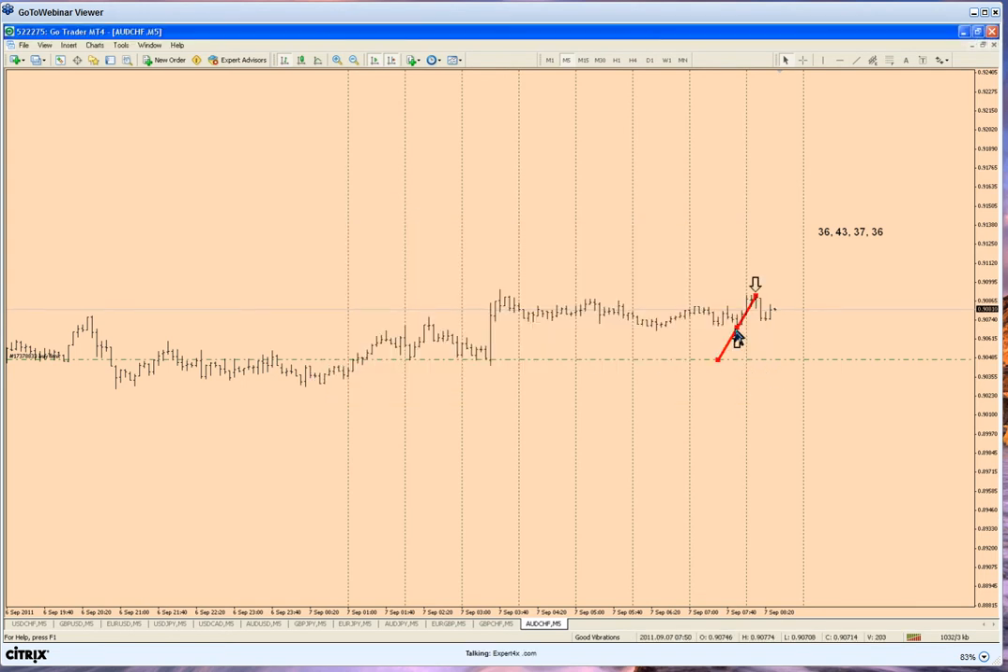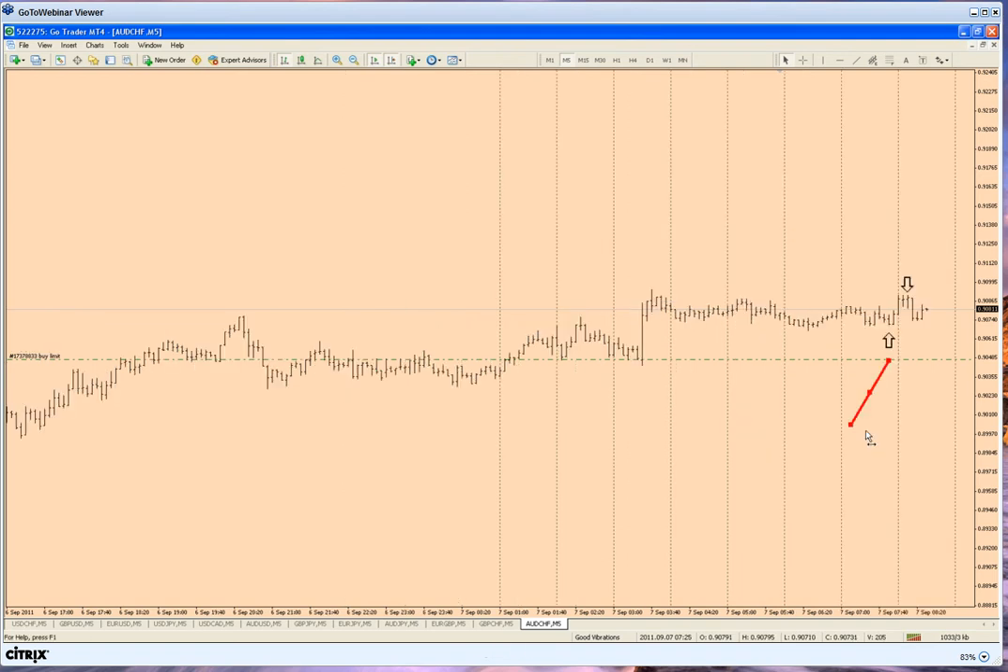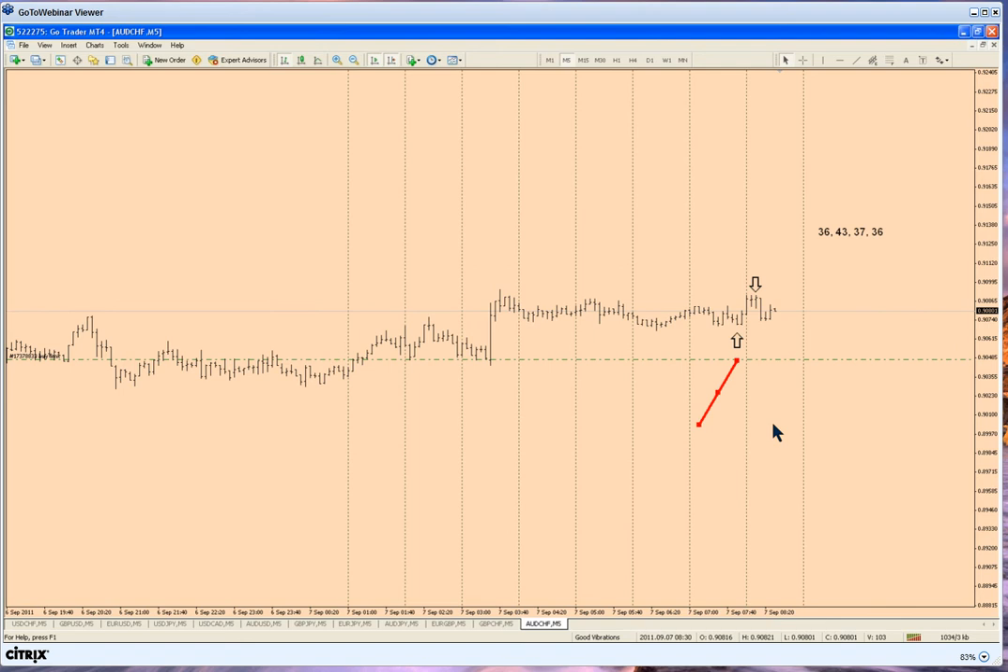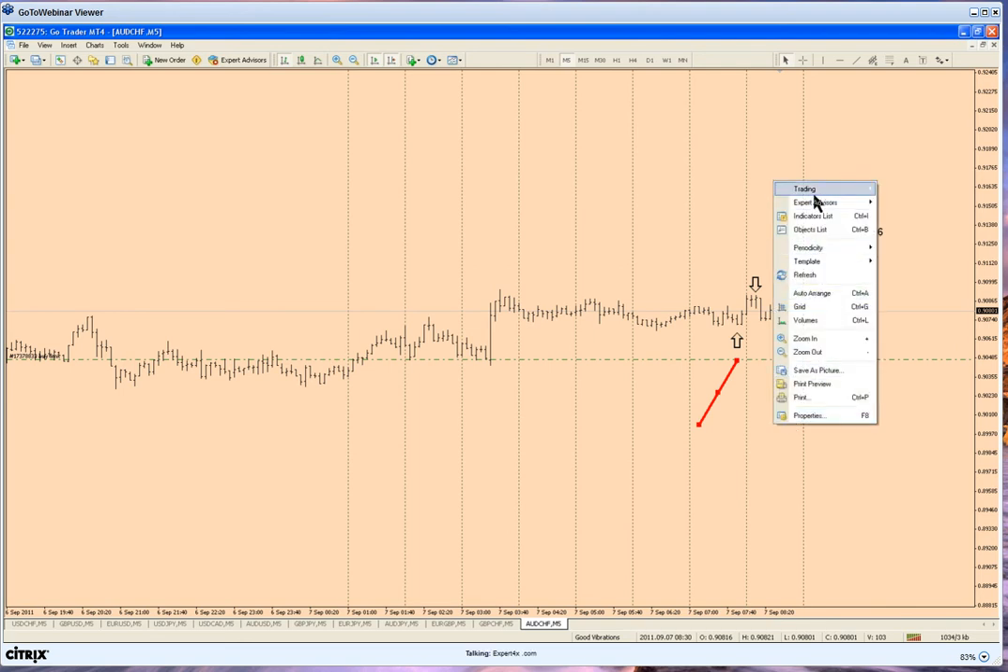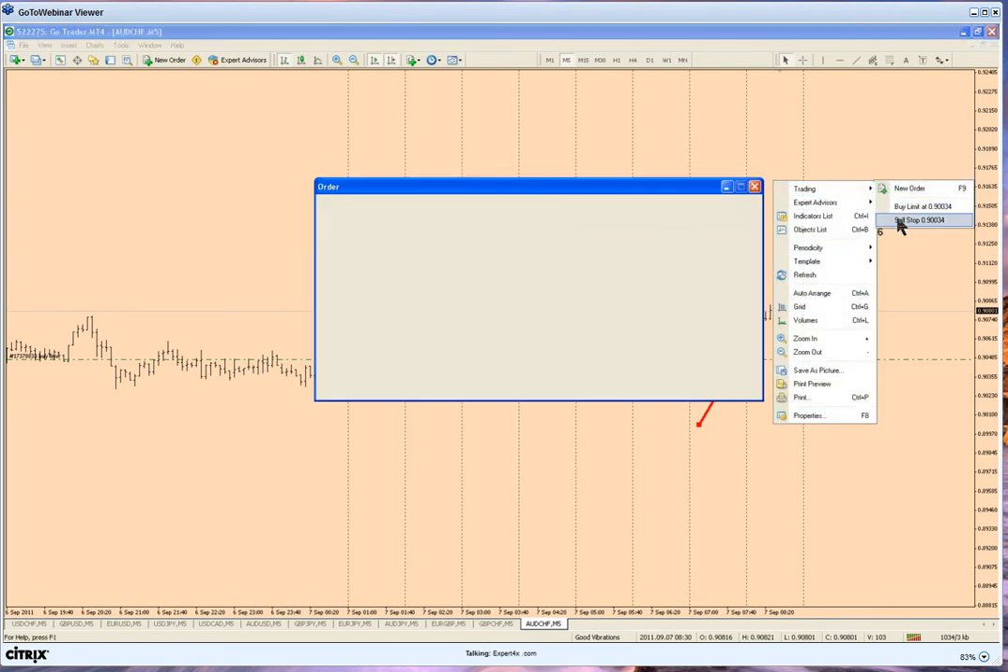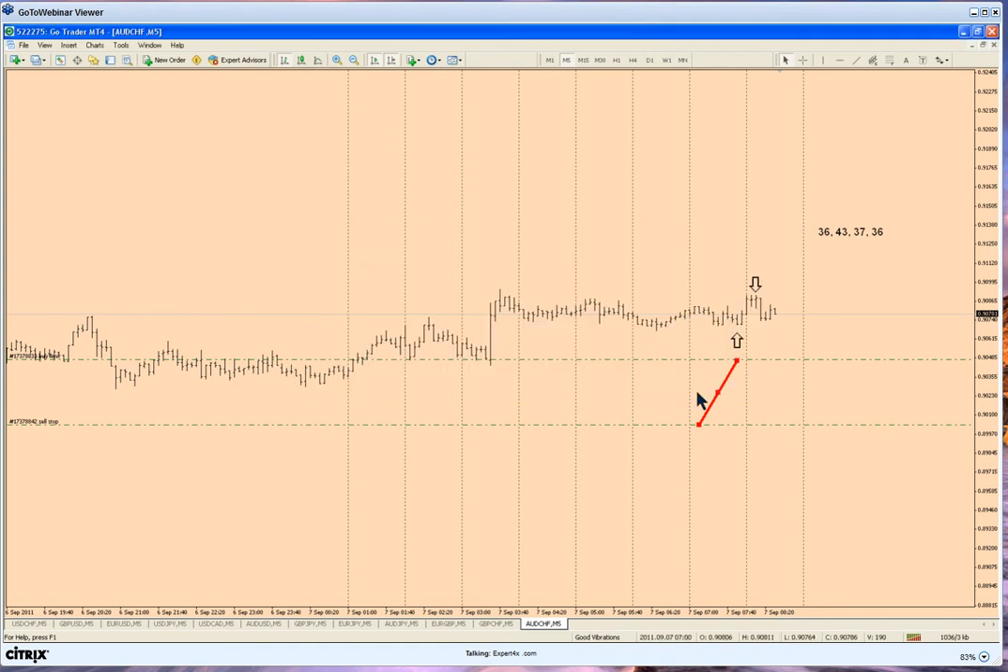And I'm just going to make sure that we don't get into trouble, and we'll put a sell stop there. Okay, right. So that covers that one. Now we'll do the other side of things, which is that side.